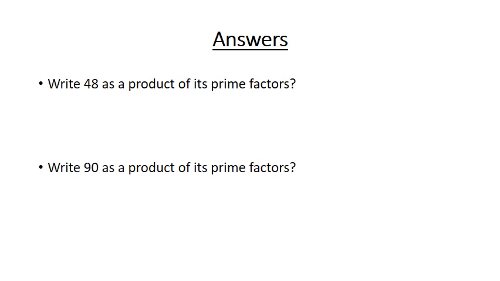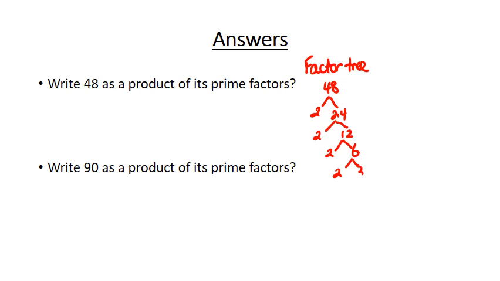Okay, so let's see how you went. Remember, we can use factor trees or we can use factor ladders. So if I wanted to use a factor tree, I would write 48, divide by 2, that would give me 24, divide by 2 would give me 12, divide by 2 would give me 6, divide by 2 would give me 3, and you would notice that all of these are prime numbers.